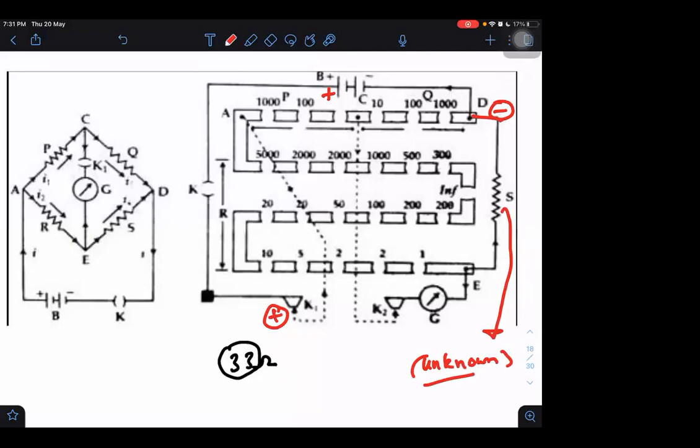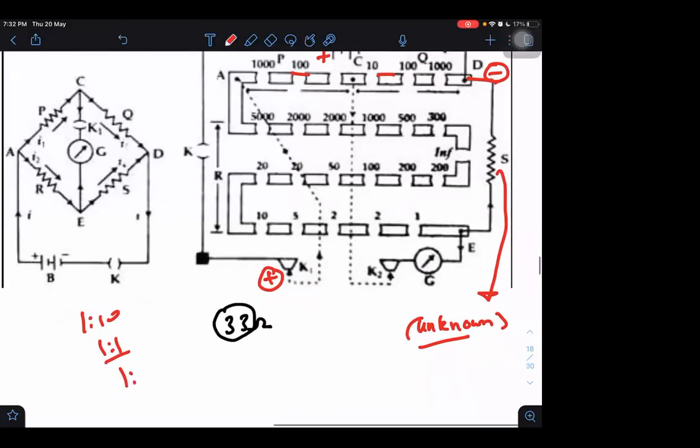And then what about this one? It is a known resistance. This Q is a known resistance. What ratios can I obtain from P and Q? Can you find out what ratios we can obtain? You can see here, these are multiples of 10 only, so I can obtain such ratios. 1:10. If I take 100, 100, then I can obtain a 1:1 ratio. Or I can obtain a 1:100 ratio also.